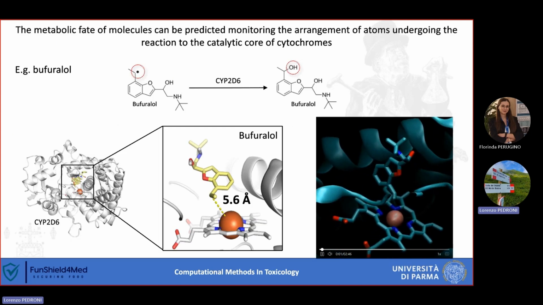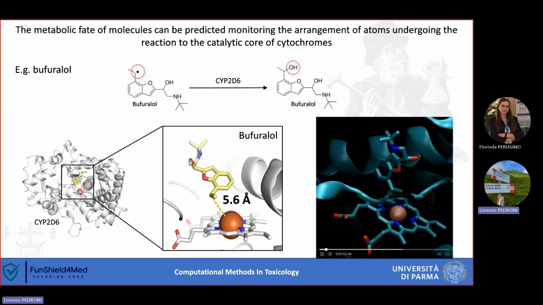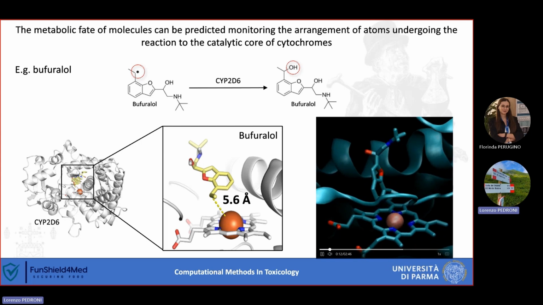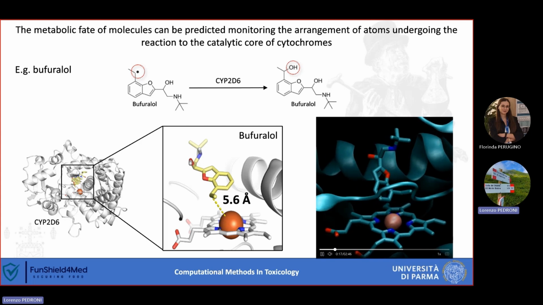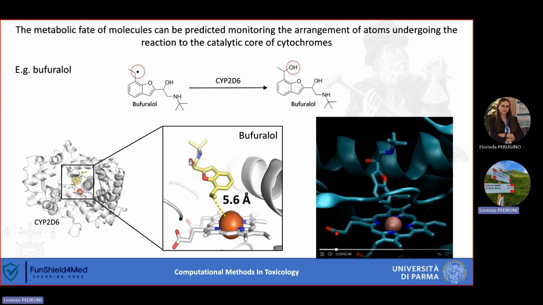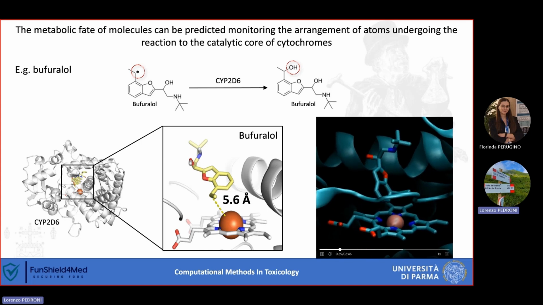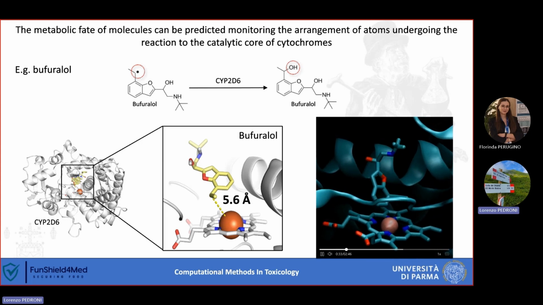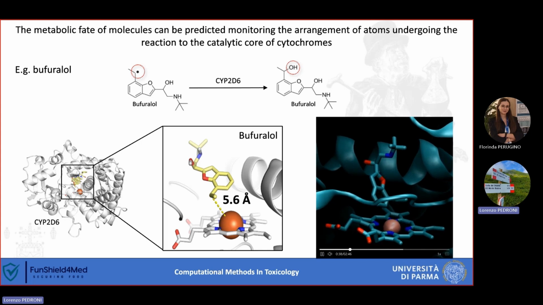The hypothesis we started with is that the metabolic fate of molecules can be predicted by monitoring the arrangement of atoms undergoing the reaction relative to the catalytic core of cytochromes. So here in the slide, we have bufuralol, which is a known CYP2D6 substrate, and here it is reported with the star, which is the part undergoing the hydroxylation. And as we can see from the movie in the bottom right of the slide, that part is kept close, along the molecular dynamics simulation, to the catalytic iron.